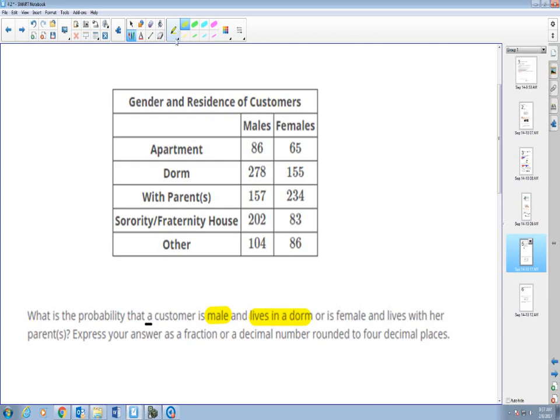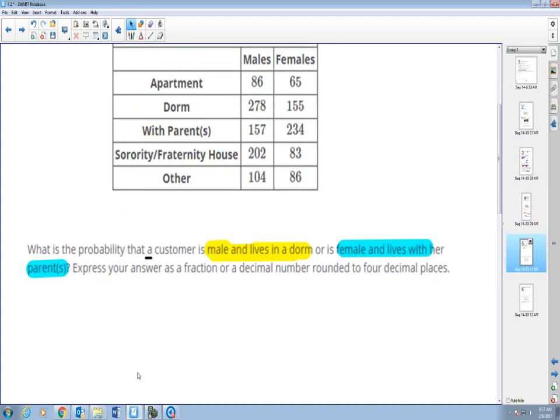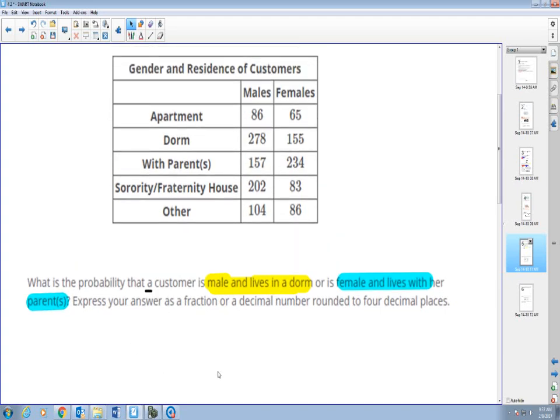Oh, excuse me, sorry. A male living in the dorm, that's one event. Or, my second event is a female living with her parents. Okay, selecting one person that can either be a male living in a dorm or a female living with their parents. So let's see what I got here.